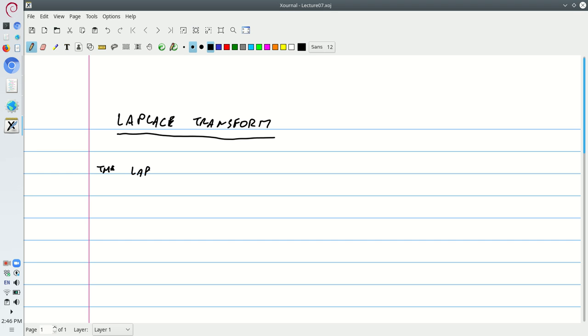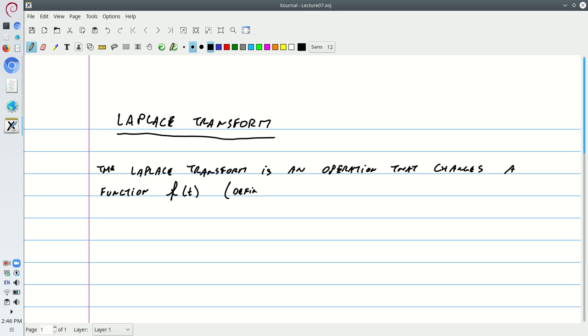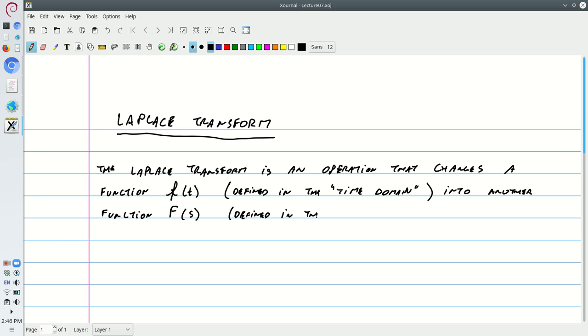The Laplace transform is an operation that changes a function f of t that we say is defined in the time domain into another function we call F of s that is defined, as we say, in the frequency domain.